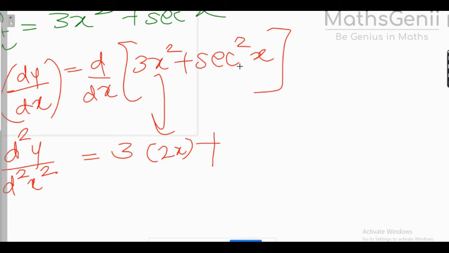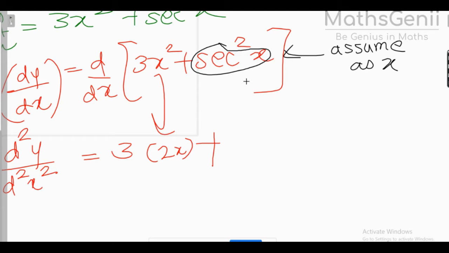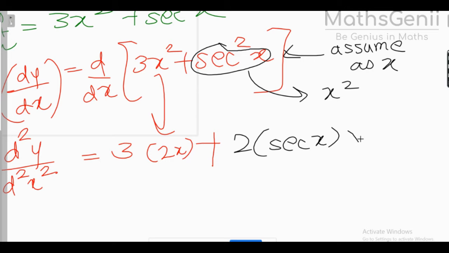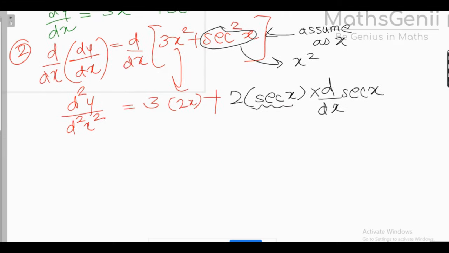Or you can alternatively solve this as, so you don't know the derivative of sec square x. There is no derivative of sec square x. So to this sec x, I'm considering this as x. Assume this as x. Okay. That means you have to find the derivative of x square, correct? What is the derivative of x square? It is 2x into the derivative of function considered as x. Correct? This I assumed as x. What is the derivative of x square? It is 2x. So 2x into chain rule into derivative function assumed as x. Okay? Let's just solve further.